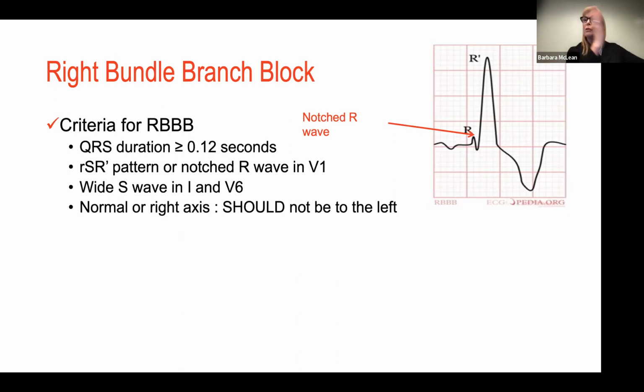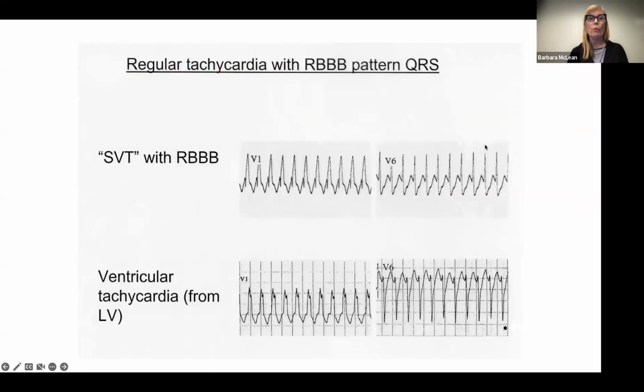Current should always go to the left. So if current is coming to the right, you're going to see it inscribed as an upright in your V1, and it's a big upright, and the width of time is going to take longer than 0.12 seconds. So now we're going to take a quick look at SVT with a right bundle branch block pattern, and this really can be difficult for us, okay?